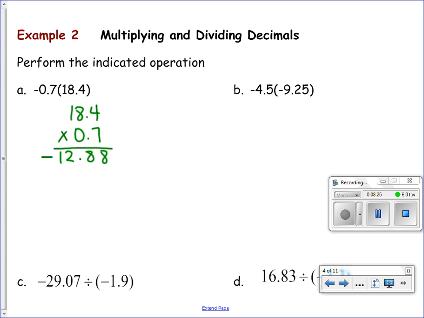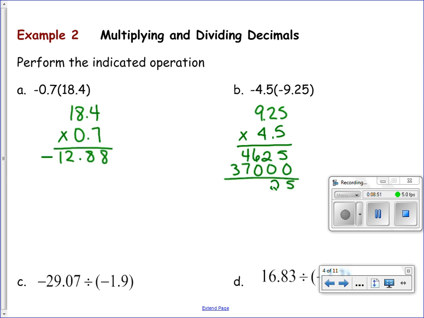B. Class, will my answer be a negative or positive? Good. Do not add a 0. Write it as it is written, as it is given to you. I have 2 in this factor, 1 in that factor. 1, 2, 3. I'm going to go back and check. A negative times a negative is a positive, so there's my answer.